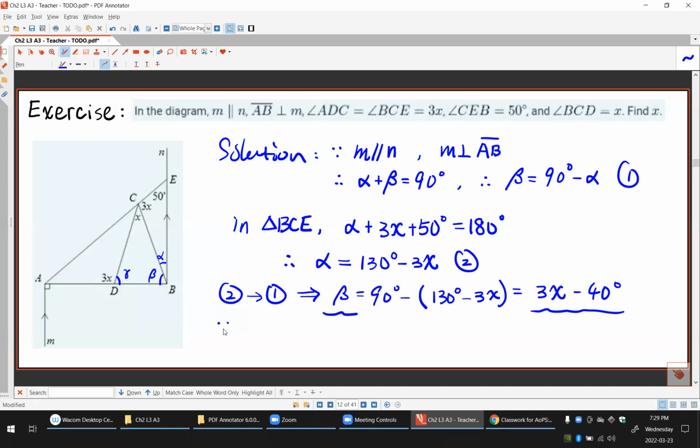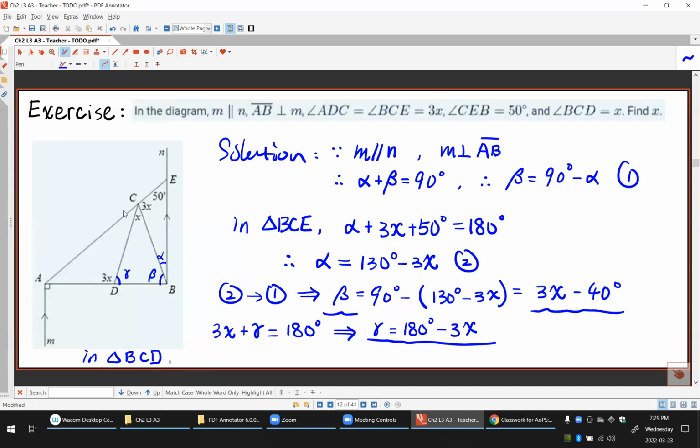And also note that 3x plus gamma is 180 degrees, right? Because this is just a straight angle. So that means we have gamma equals 180 degrees minus 3x, right? So that means in triangle BCD, all the three interior angles can be represented using x, right? So it is possible for us to find the value of x.